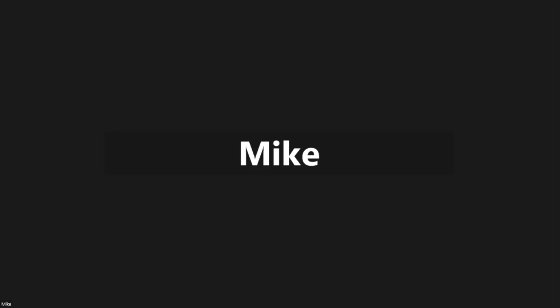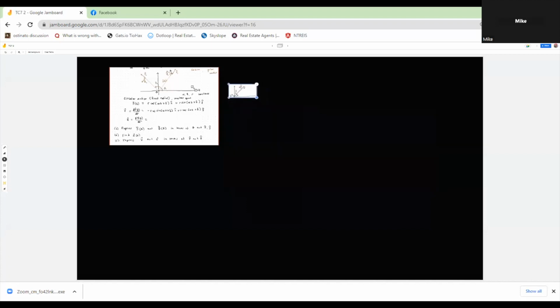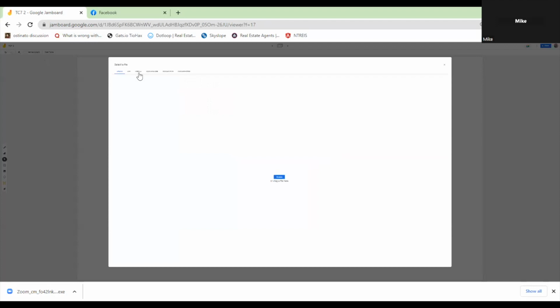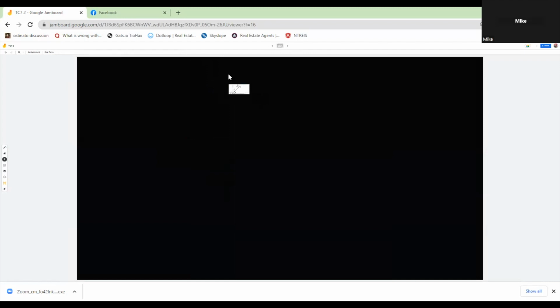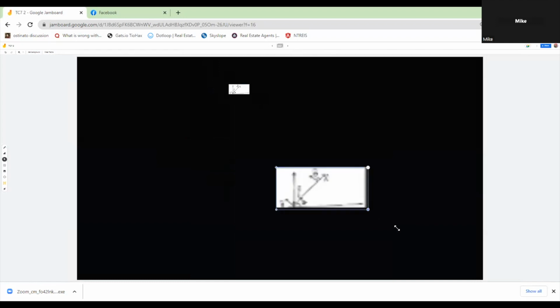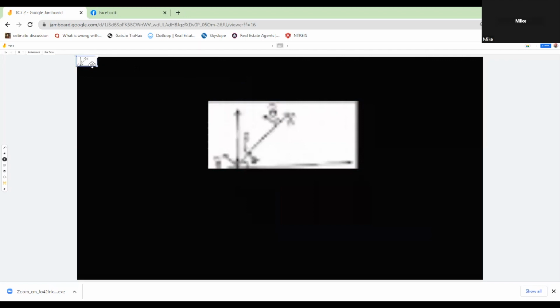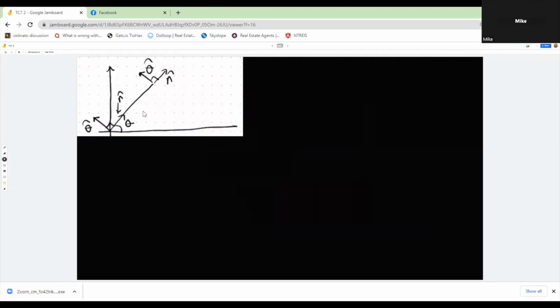So, start with r hat. Ano yung components ng r hat? Okay. So, ano yung x component ng r hat?